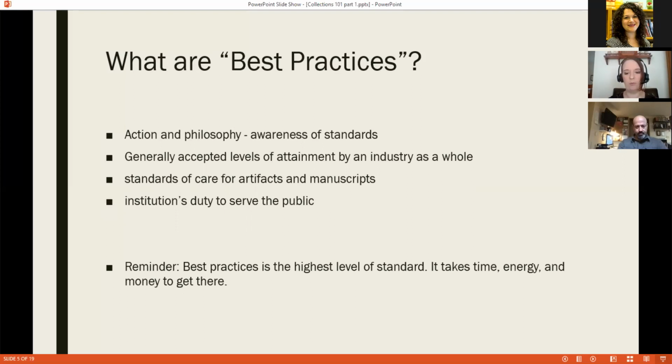But it does take a lot of time and energy and money to get there. And so my philosophy is, as long as you're aware of best practices and you're trying to work towards it for your particular institution, I think that's more important than spending thousands and thousands of dollars that you may not have on something that may not work for your group in particular. So it's about scaling it for your operation.